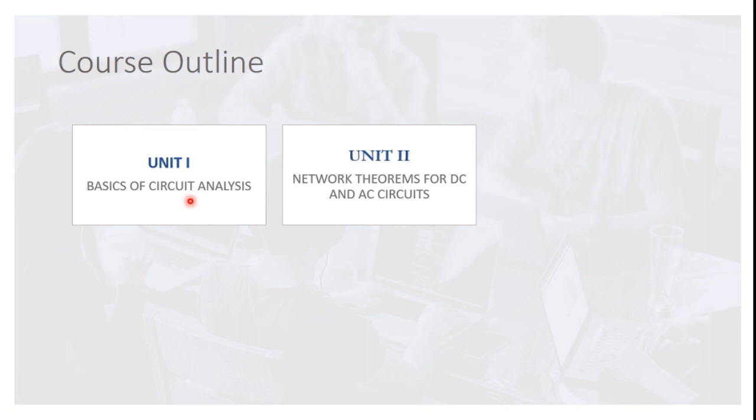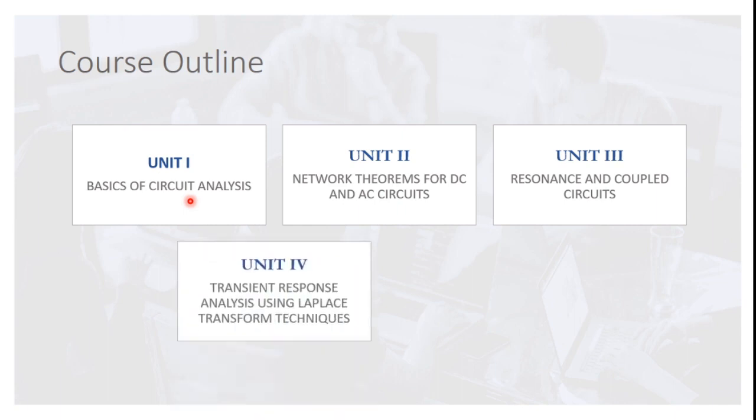Unit 2 is about network theorems for DC and AC circuits. Unit 3 is resonance and coupled circuits. Unit 4 is transient response analysis using Laplace transform techniques. And Unit 5 is two-port networks. So these are the 5 units that we are going to study. I'm not going to go into depth about Units 2, 3, 4 and 5. Let us mainly concentrate on Unit 1, which is the basics of circuit analysis.